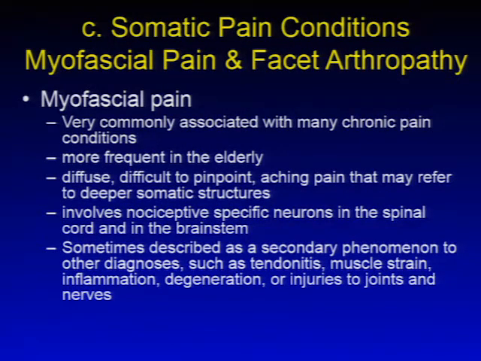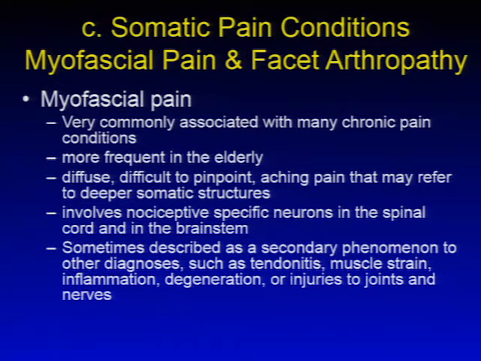So we've concluded with neuropathic pain conditions and now are moving forward with somatic pain conditions. The most commonly seen types of this pain are myofascial pain and facet arthropathies. We'll start with myofascial pain. It is commonly associated with many pain conditions, mostly in the elderly. It is typically associated with musculoskeletal structures that are often diffuse or difficult to pinpoint.